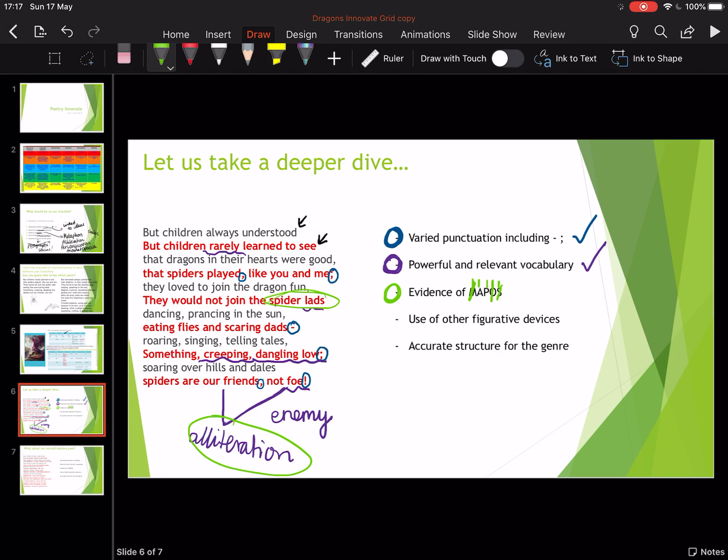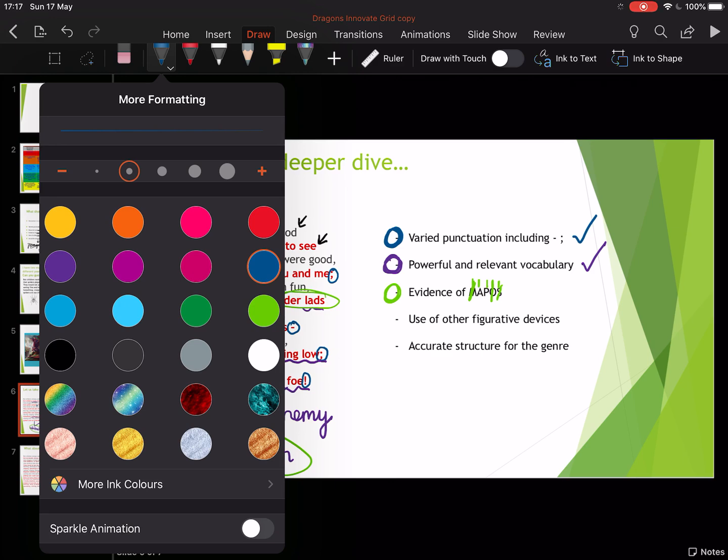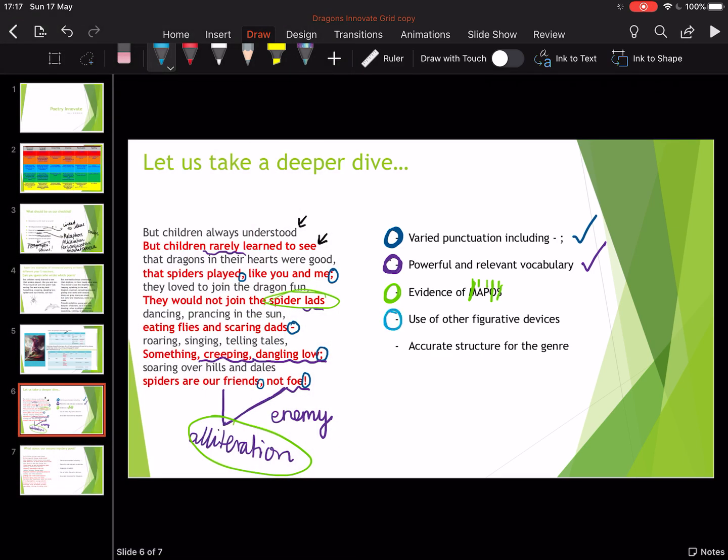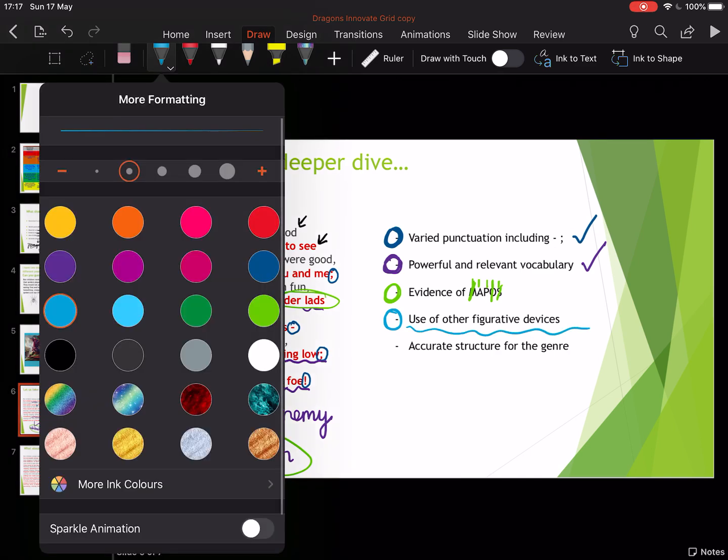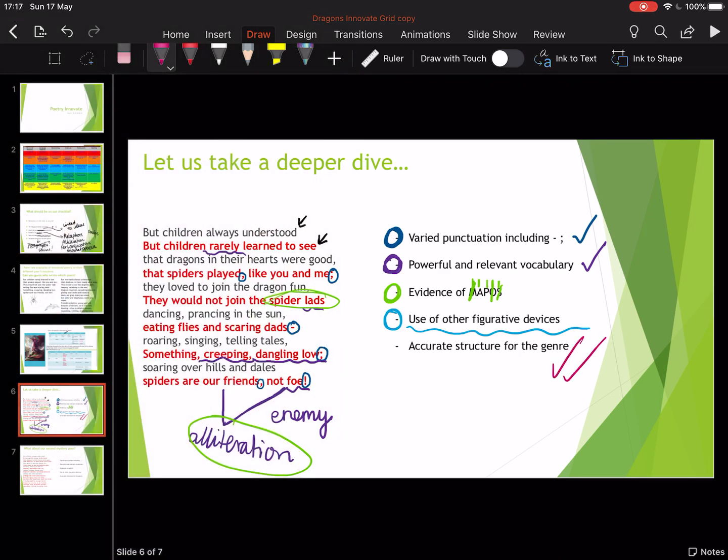And actually, when we come to our use of other figurative devices, at the moment, this is a very short verse, to be fair. So I'd say it's missing some of those key things as well. That's something else that could be looked at. This is a very short verse, like I said, but no one's ever perfect first time. An accurate structure for the genre. Yes, I definitely think they can do that. The structure here is a bit strange, but that's only because I have interspersed it with lines from the original poem. As you can see, I'm just putting little dots here next to the original ones. So if I took those out and put it back into its stanza, they've definitely got the accurate structure.